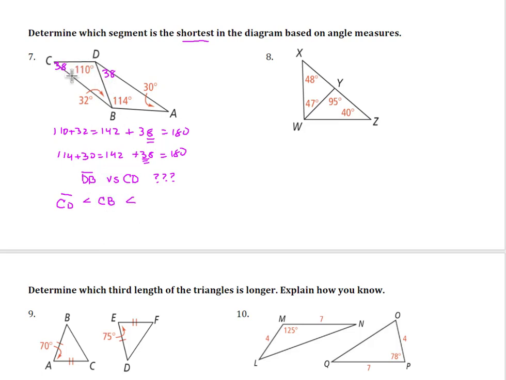CD is smaller than CB, or than DB, which is smaller than CB.